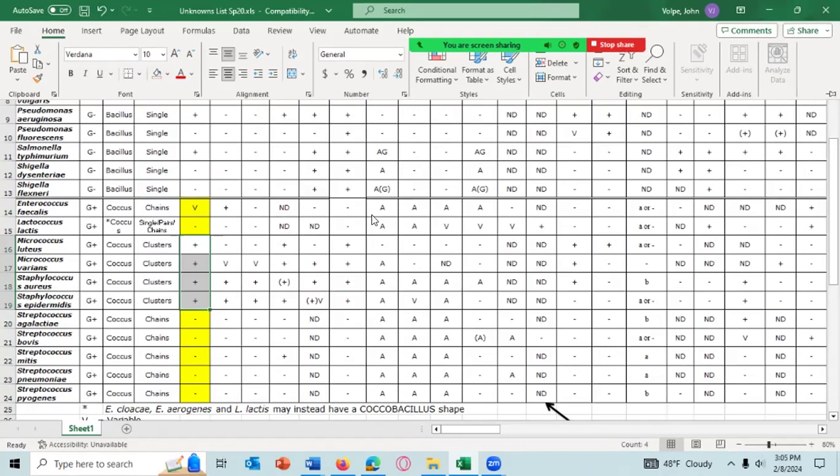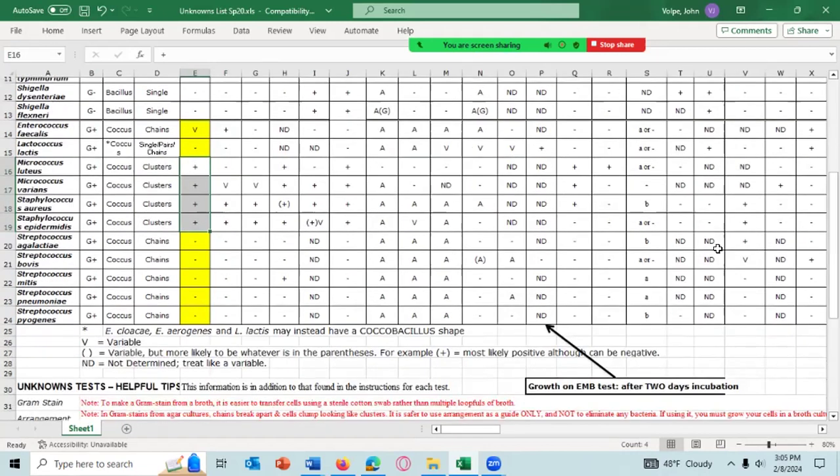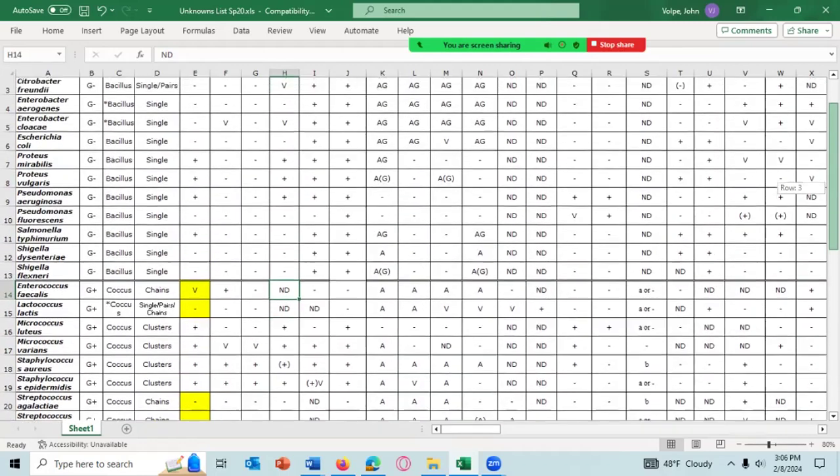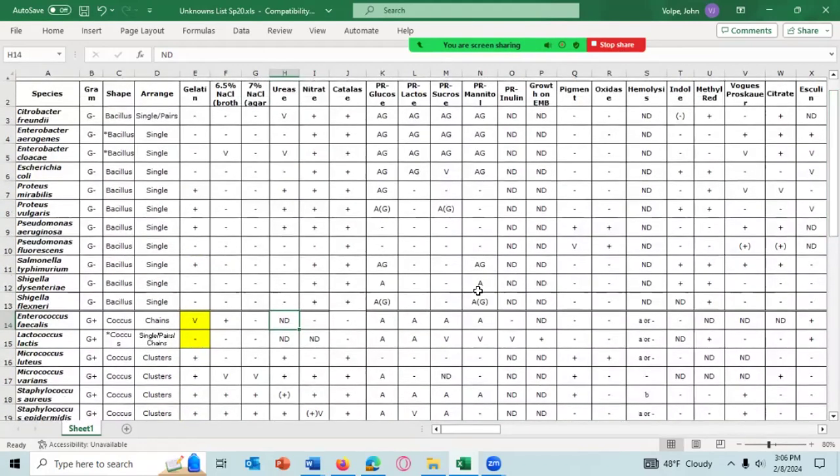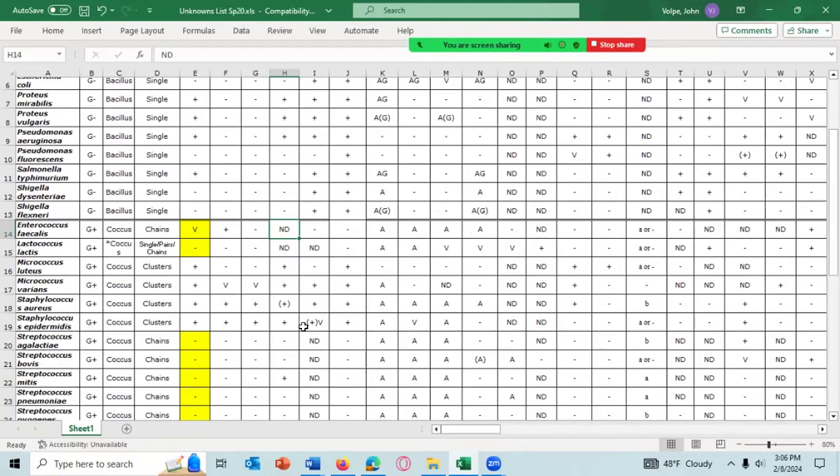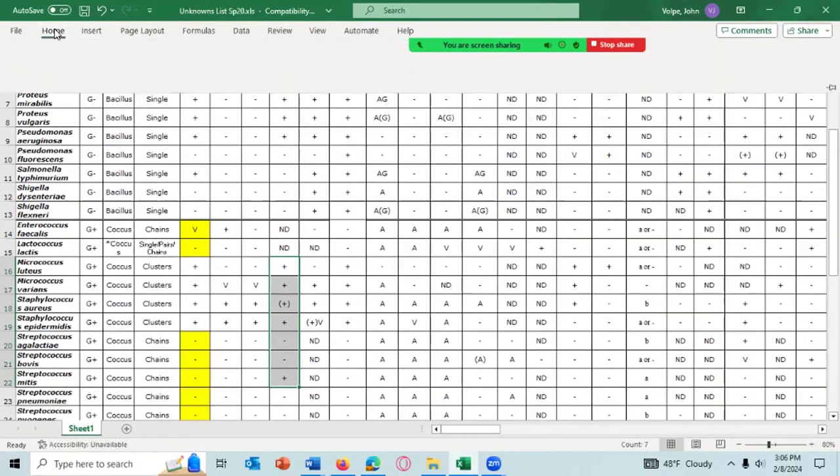And ND means no data. You can scroll down to that. It means not determined, no data, not determined, same thing. It means that we don't have any data to put in this cell here. This test, urease, is not normally done on Enterococcus faecalis, so we have no data to put into this cell. That should be treated like a variable. So if you're trying to determine the results here and your results are positive, then you should include all of these positives here.